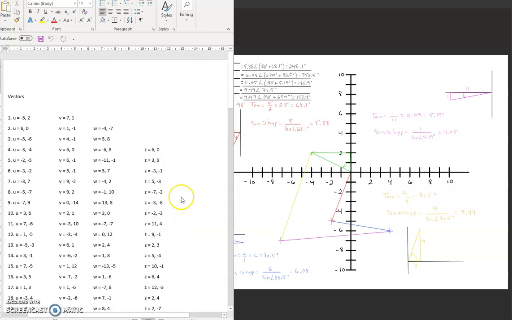Okay, so what I want to do here is explain how these vectors work.